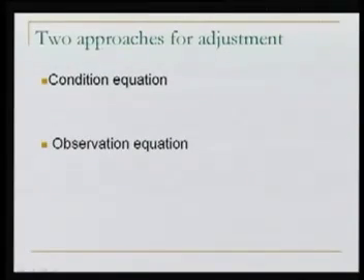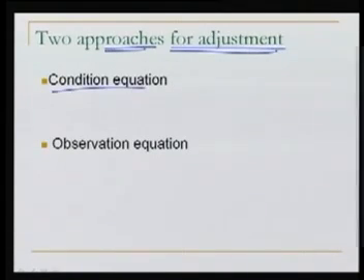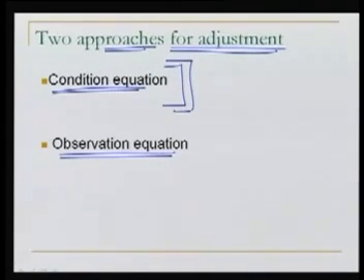Now we will go for our approach of adjustment. We have two methods for carrying this out. We say the condition equation method and the observation equation method. We will see them one by one. First we will try to understand the concept of condition equation and the concept of observation equation. This is what we will try to understand now.